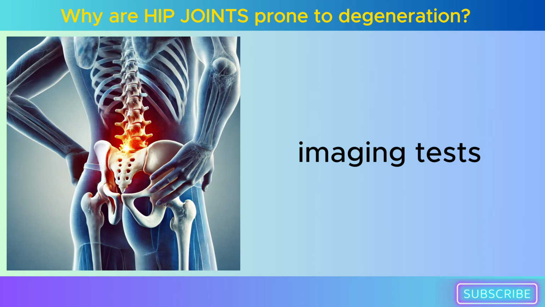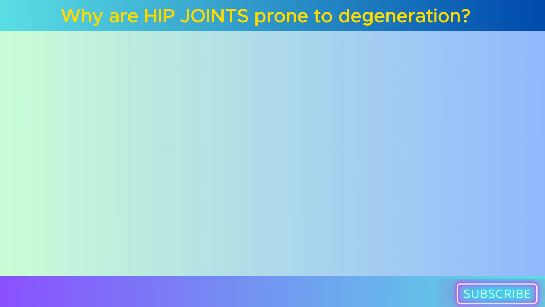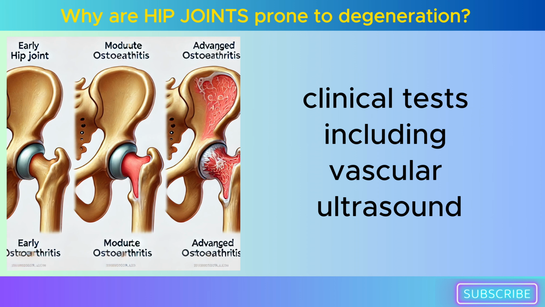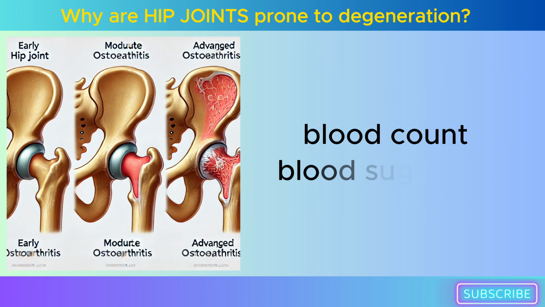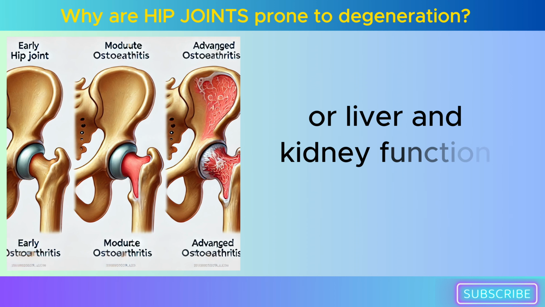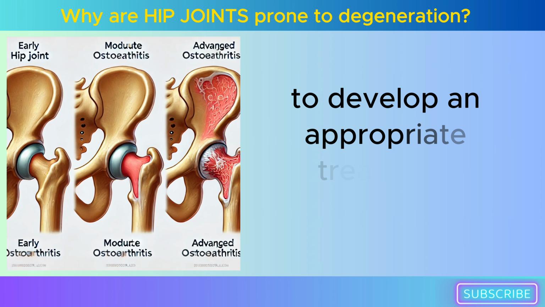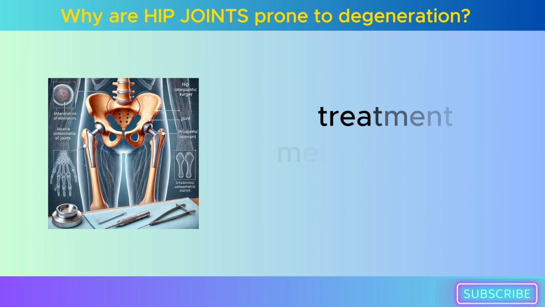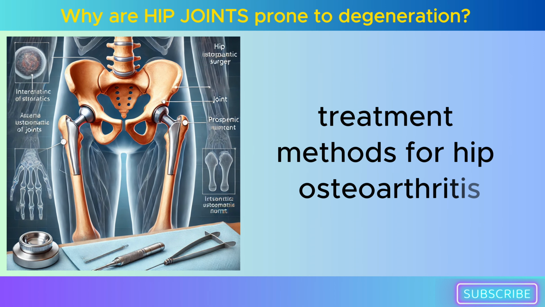Imaging tests. X-ray, CT or MRI. Clinical tests, including vascular ultrasound, blood count, blood sugar test, or liver and kidney function indicators to develop an appropriate treatment regimen.